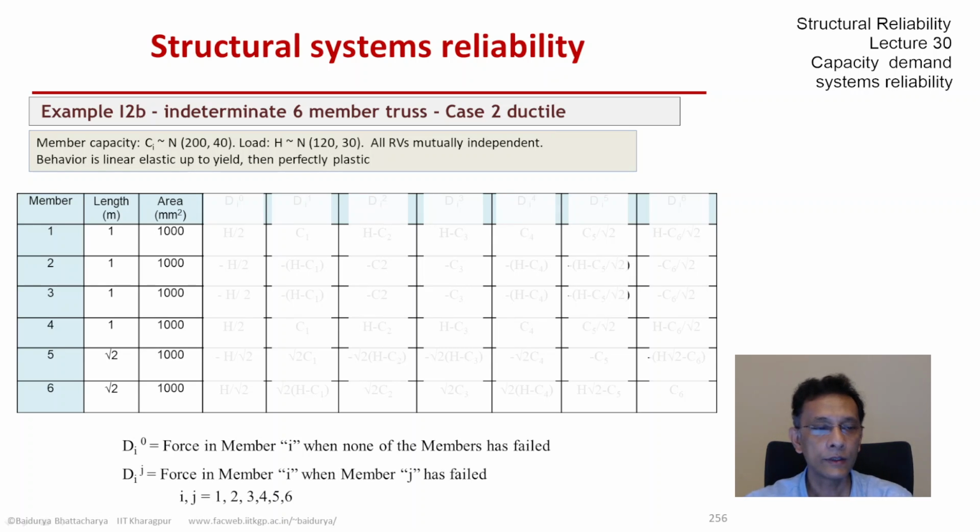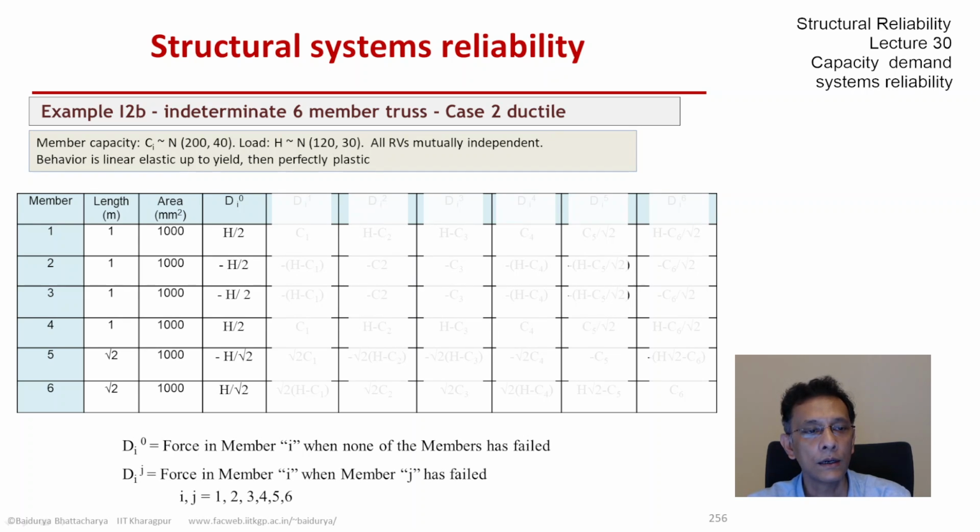So let's again recall the definition. D0I is the force in member I when the truss is intact. DJI is the force in member I when member J has failed. So the first column is for the intact structure, and it's the same that we had in the brittle situation also.